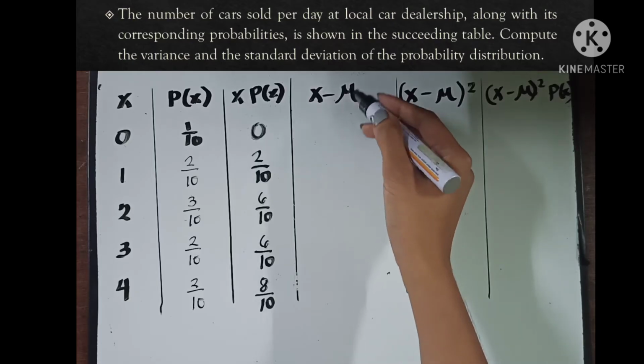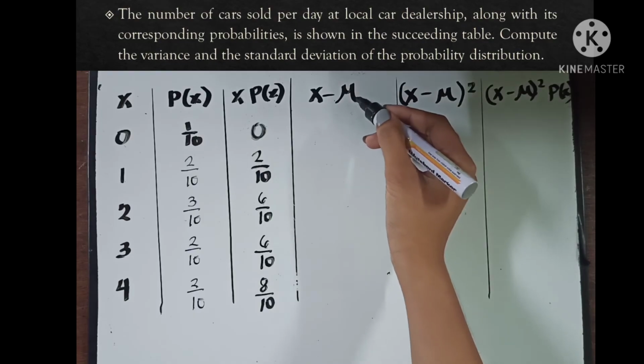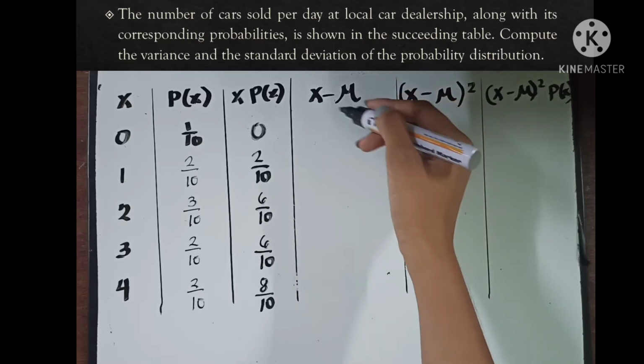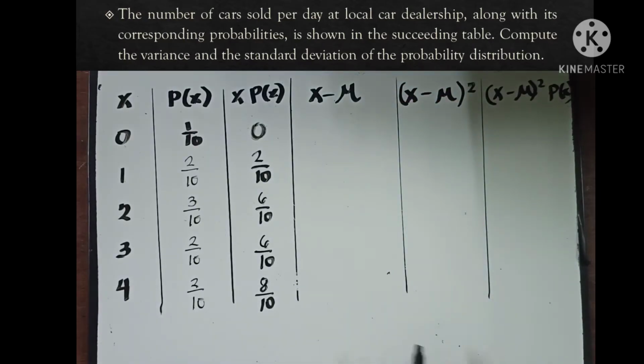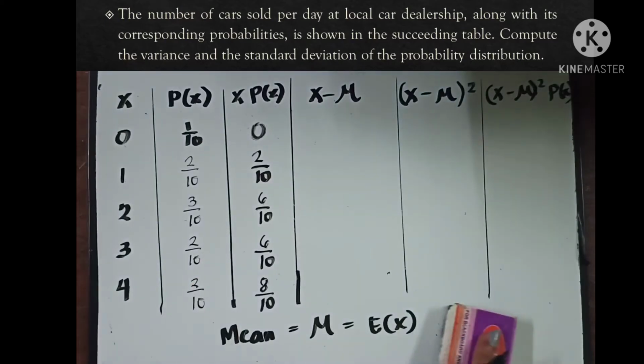Okay, so next, x minus mean. X minus mu. So, meron tayong given value ni x. How about the value of our mean or mu? So, wala pa po tayong value ni mean. So, ibig sabihin, ito muna yung kailangan nating hanapin. Kailangan hanapin yung value ni mu or ni mean o ni E of x. Again, yung mean natin, mu, ay equal lang din kay E of x. Iisa lang po yung tatlong yan. Mean, mu, then E of x.